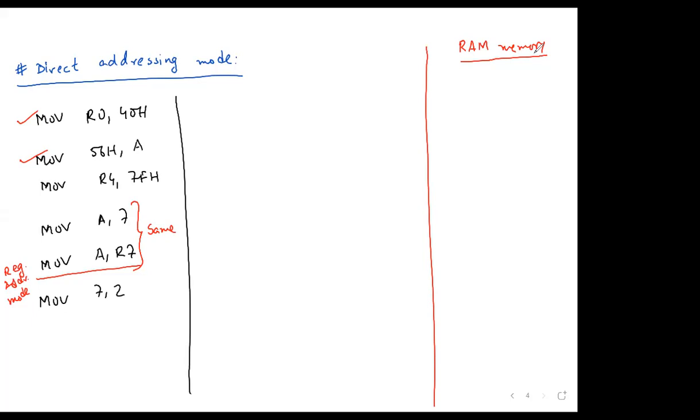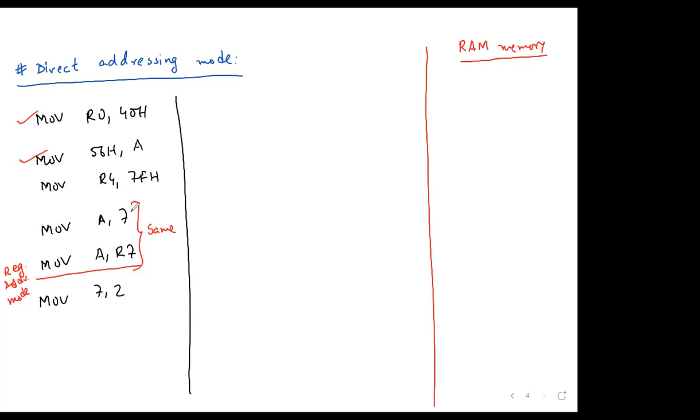Sir, what if 17 was written here? That's a good question. If you write 17 and you do not specify what type of number it is, then 17 will be considered as decimal, and your assembler will convert that 17 into equivalent hex, and that equivalent hex will be the location from where data will be fetched. Did you get your answer?